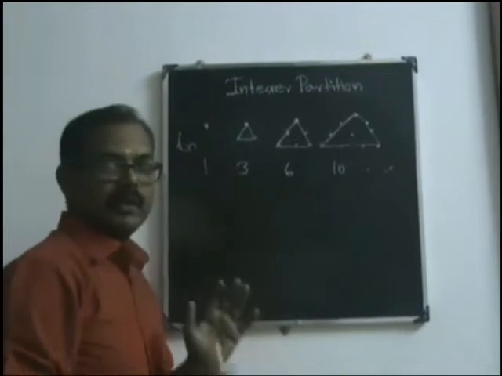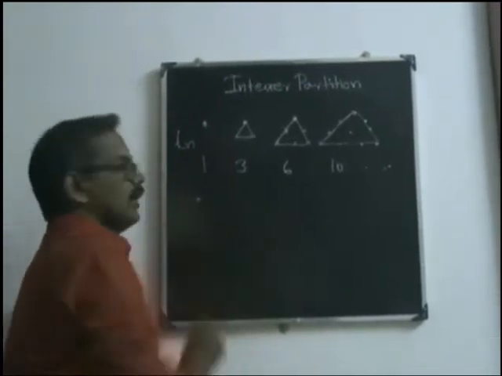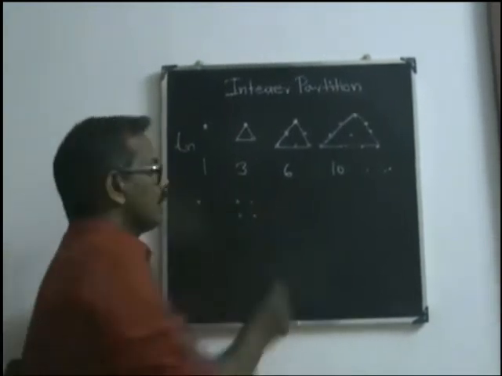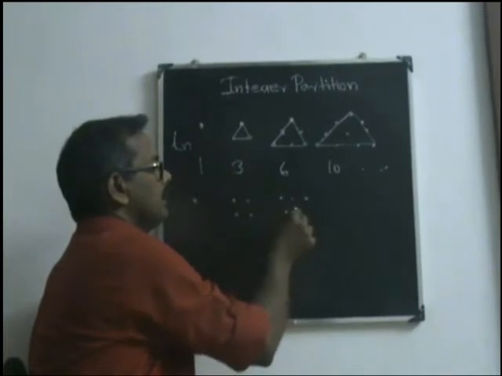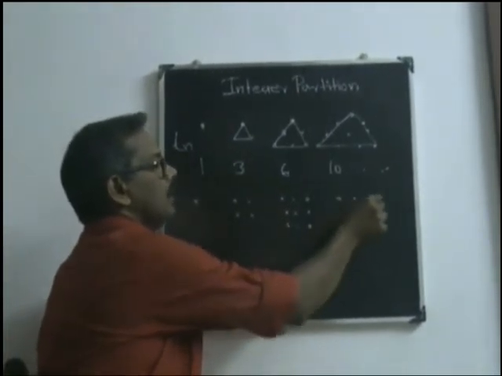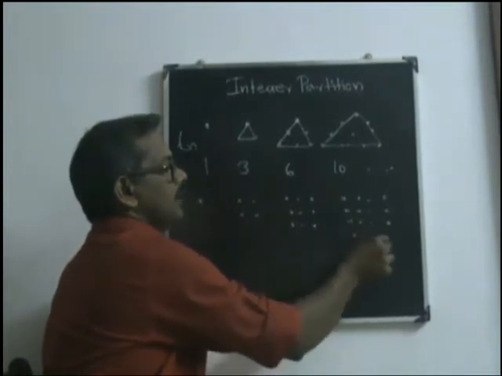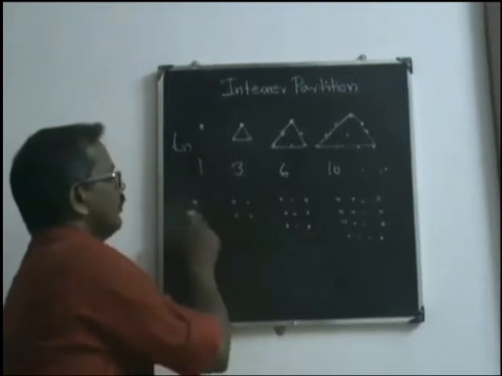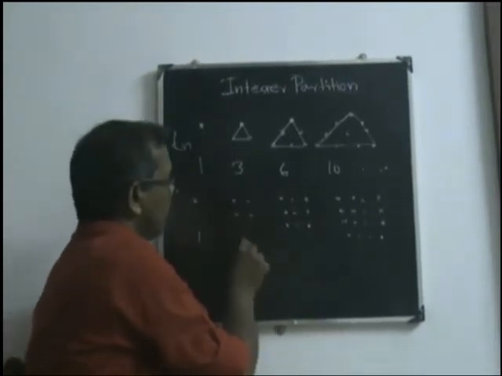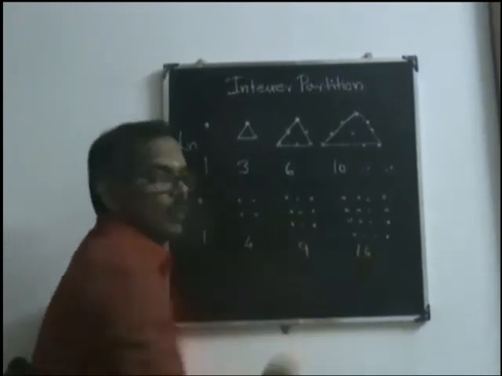Now similarly, we can see another set of numbers. We can start with one dot, then two dots in two rows, then three dots in three rows, then four dots in four different rows, like this. Now if you count the number of dots, here only one dot, here 4 dots, here 9 dots, here 16 dots, and so on.